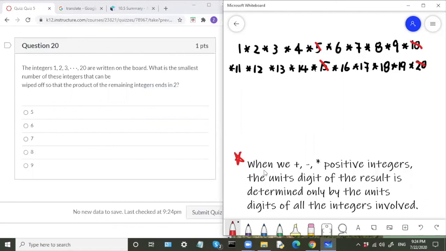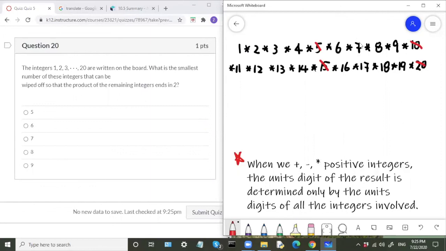So remember, when we add, subtract, or multiply positive integers, the unit digit of the result is determined only by the unit digits of all the integers involved. So then we just need to check the unit digits, okay? So we can do this quickly. So 1, 2, 2, which gives us unit digit 2, 2, 2, 6, 6, 6, 2 times 4 is 24. Then we use the unit digit 4 times 6. So it would be 24 again. So then the unit digit is 4.